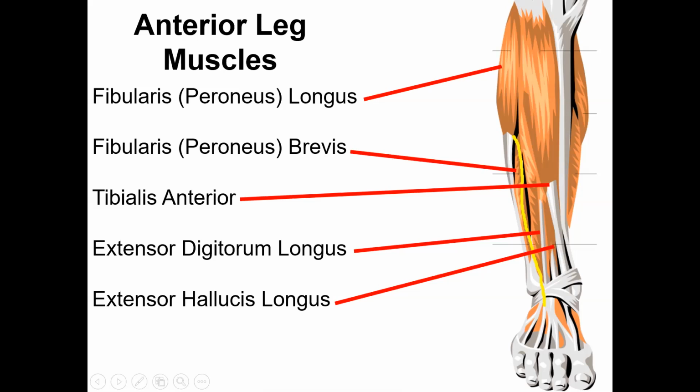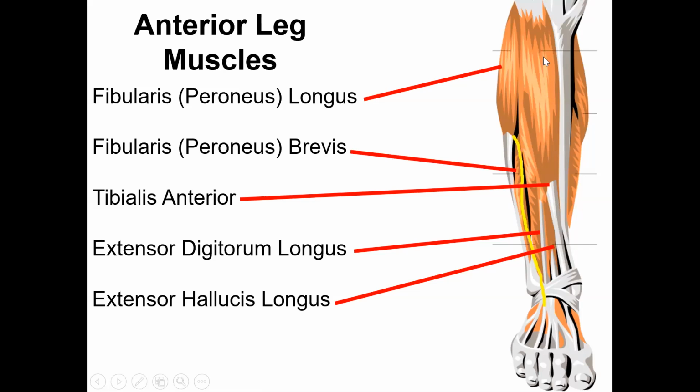These include fibularis longus, which is this muscle at the lateral aspect. Deep to that is fibularis brevis. And when you see the term fibularis, this is interchangeable with peroneus. So fibularis or peroneus longus is more lateral and external. And then deeper to that is fibularis or peroneus brevis.